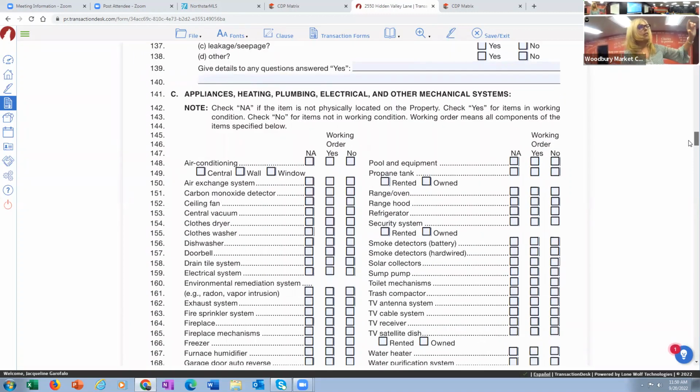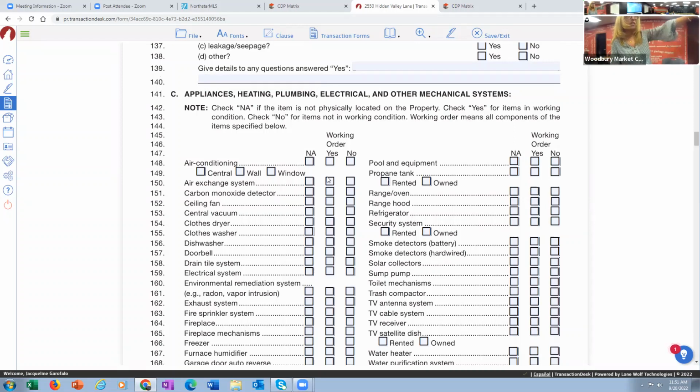So if you remember that MLS input data form that we just went through, this is very similar, right? Instead of saying we have an air conditioner and it's central, we're going to put, do we have one? Yes, and it's in working order. Or nope, we don't have one, NA. Yes, we have one and it's in working order.